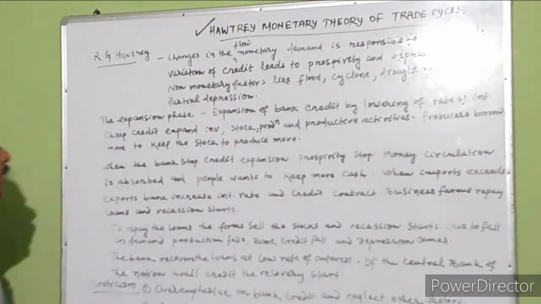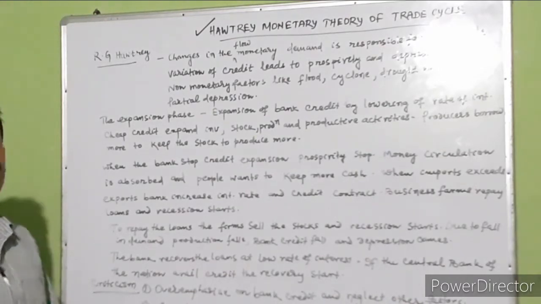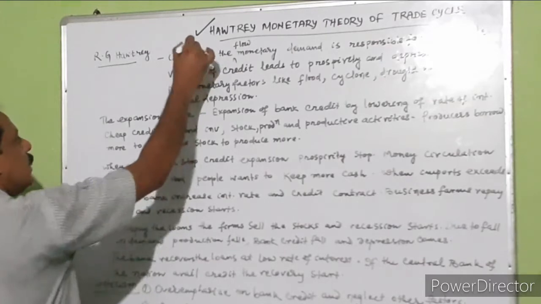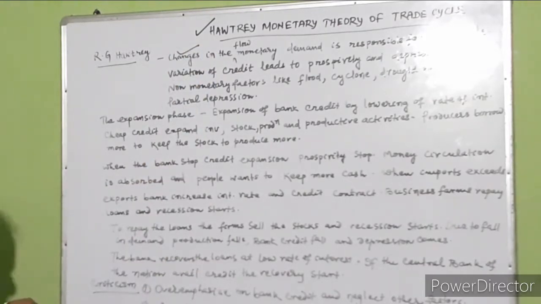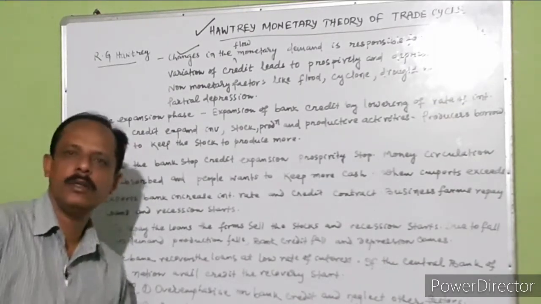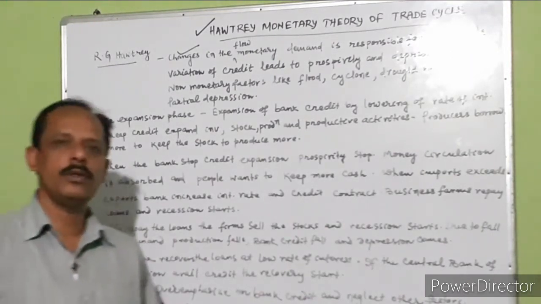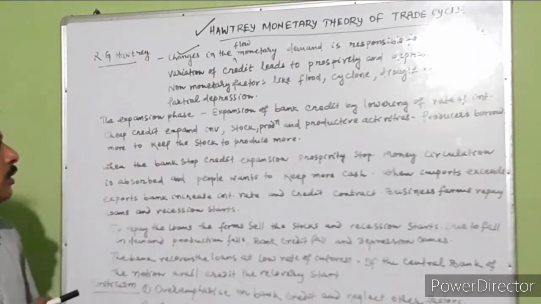According to Professor R.G. HAWTREY, changes in the flow of monetary demand are responsible for the trade cycle. How does the monetary demand change? You see whether people are keeping more credit or less credit with them, more cash or less cash with them, and what amount of credit is available in the nation. That is responsible for the operation of the trade cycle. The variation of credit is responsible for prosperity and depression in the economy.